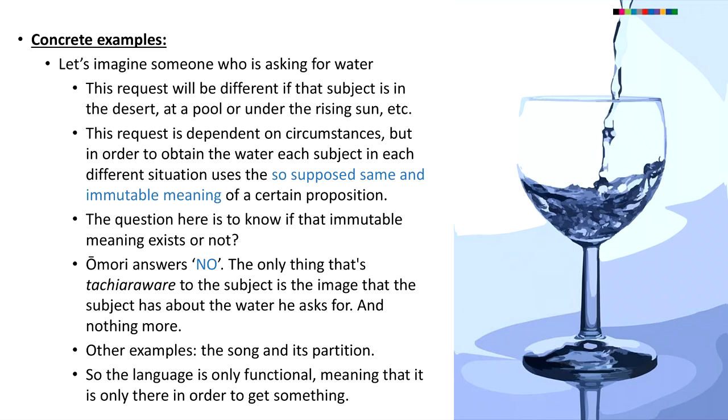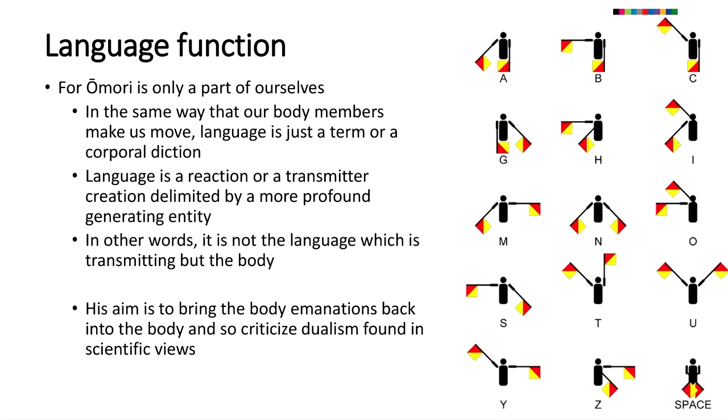Okay. So language in that sense is only functional, meaning that it is only there in order to get something. That's what I say. And this is not really new. So language for Ōmori is only part of ourselves, in the same way that our body members make us move. Language is just a term of a corporal diction. And language is a reaction to a transmitter, a creation delimited by a more profound generating entity, okay, which is the spirit, basically. In other words, it is not the language which is transmitting, but the body. Okay? Language doesn't transmit anything. What transmits something is our body.